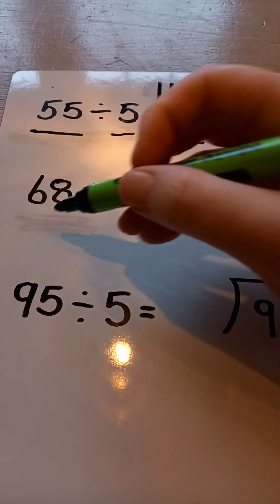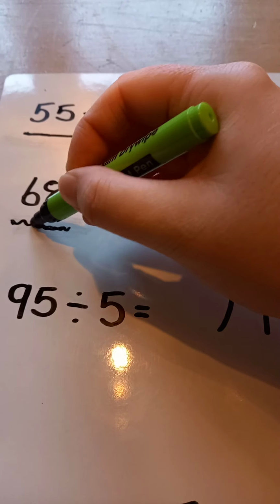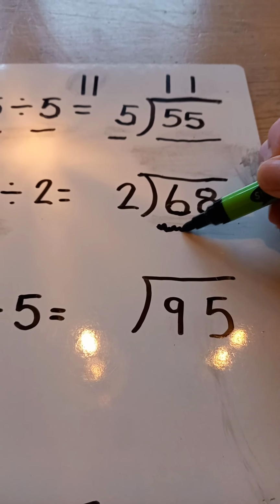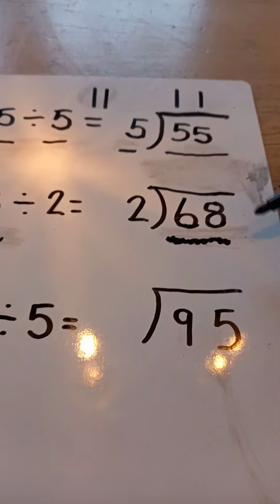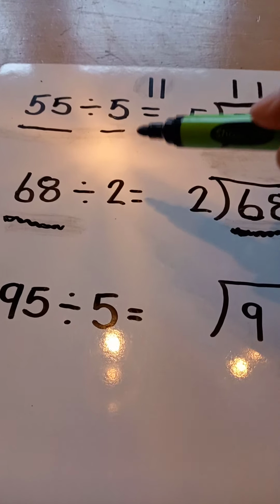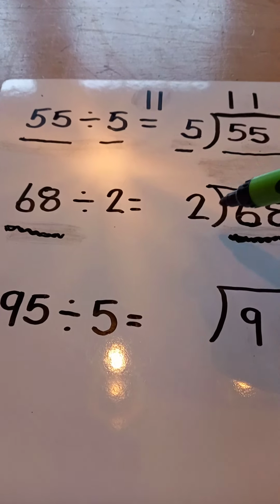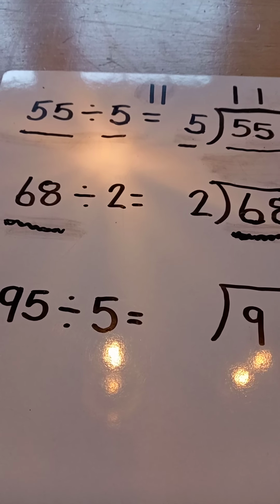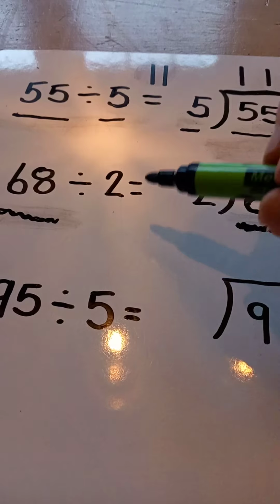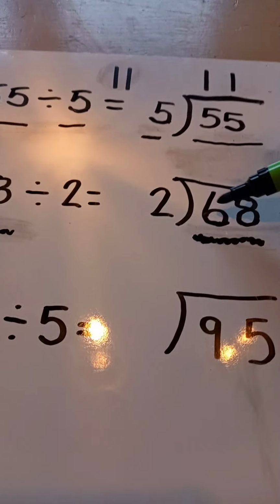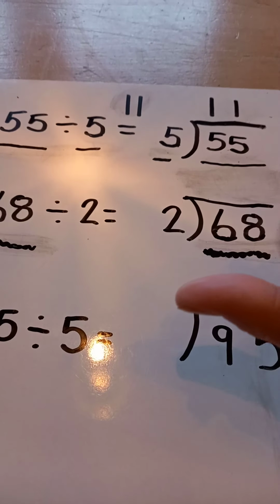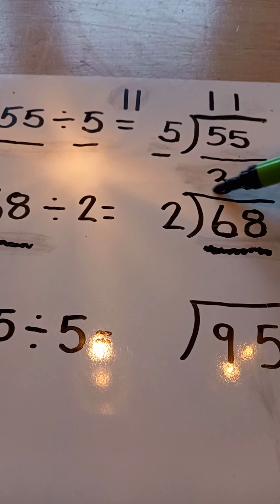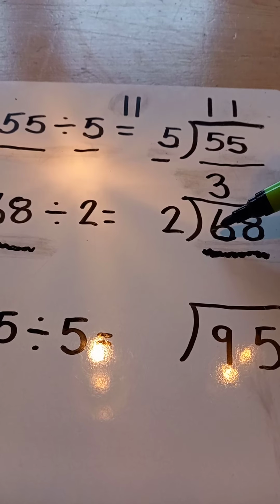Right, our next question. 68 divided by 2. You can see again, our large number at the start of our division calculation sits happily and snugly inside the bus stop. The number that we're dividing into, so into groups of 2, or shared between 2, goes outside the bus stop. And then we ask ourselves the same question. How many groups of 2 in 6? 2, 4, 6. So I know there are 3 groups of 2 in 6.